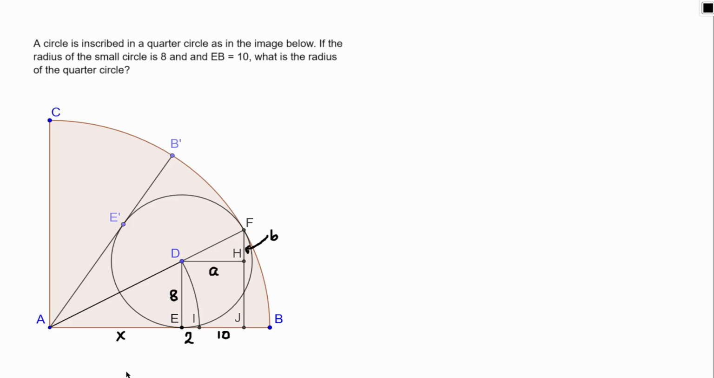So what you can do then is to realize that the shape DEI and the shape FJB are actually also similar. So the quotient 8 divided by 2 is equal to the quotient of F to J divided by the distance from J to B. So basically what this gives you is an equation which looks like the following. You get that the distance from F to J, which is B plus 8, is actually equal to 8 divided by 2 times this distance here. So it's basically 4 times 10 minus A.